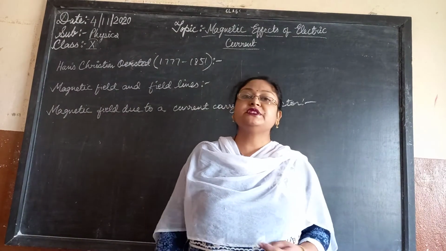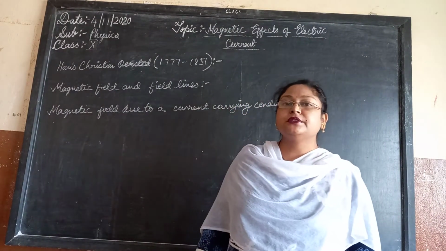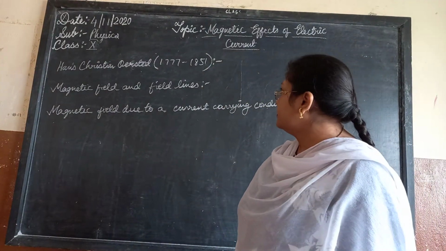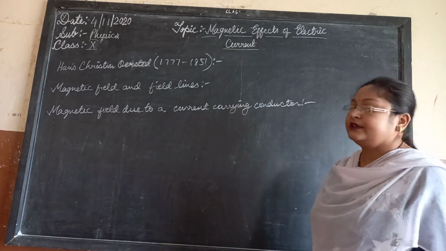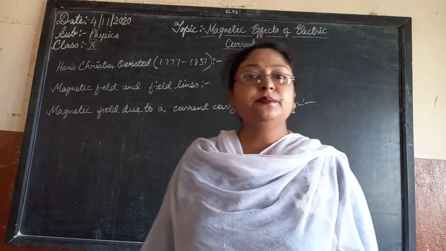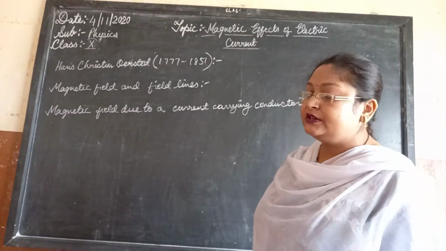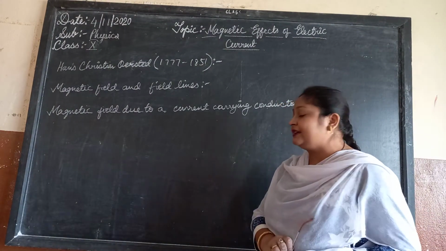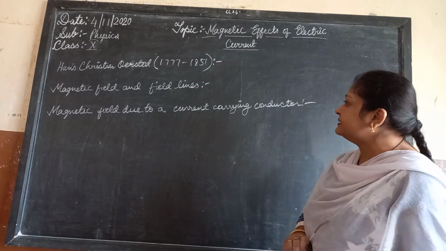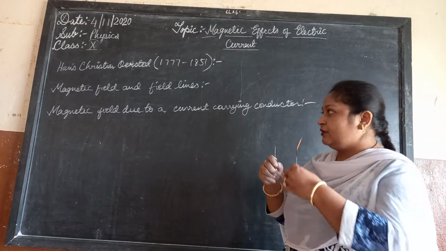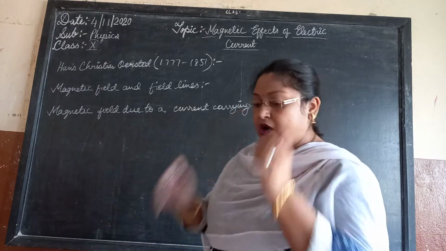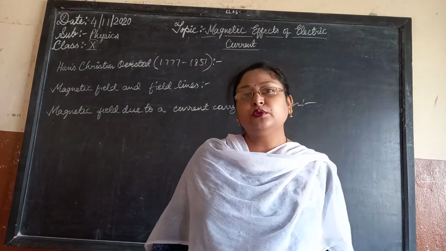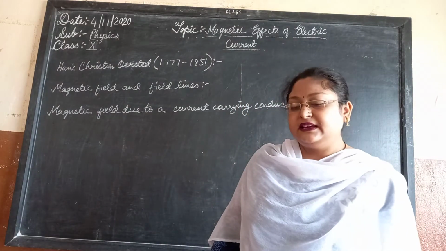Today we are going to start a new chapter related to class 10th physics, that is magnetism, or you can say magnetic effect of electric current. This is chapter number 13. In this chapter we will learn about the magnetic field lines, the magnetic field due to a current carrying conductor, and how this field is generated and how we get the effect of the magnetic field in these field lines. Let us see.